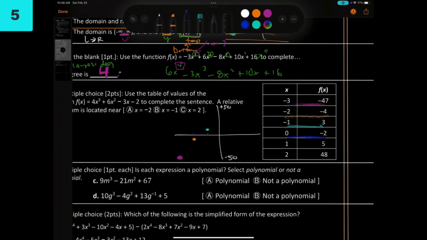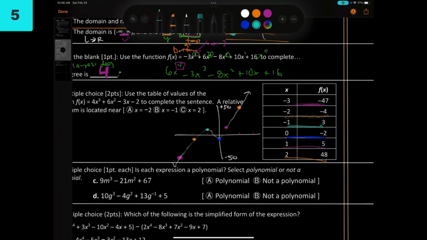0, negative 2, so 0 on the x-axis, negative 2. So I have a y-intercept there. 1, 5. So just give yourself a visual, and then you'll see a pattern also with the table of values, 2, comma 48, right 2, up 48. So this is what my graph kind of looks like.